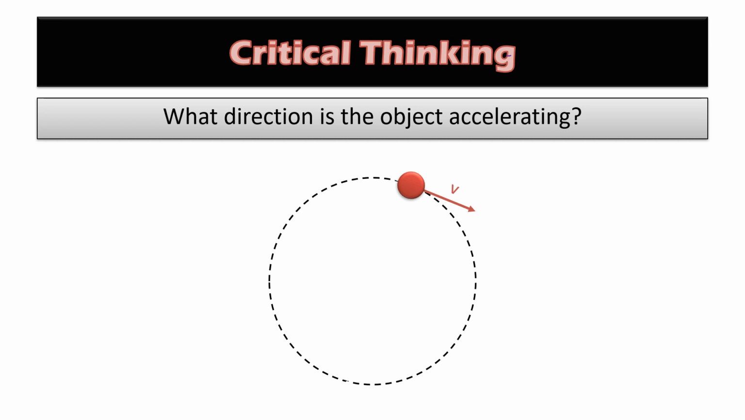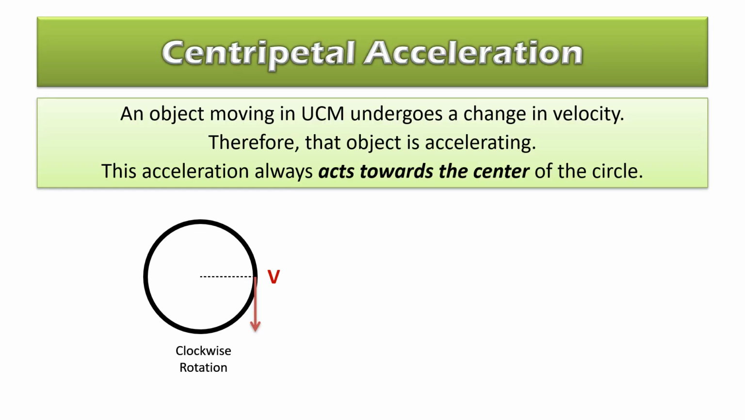It wants to try to get towards the center of the circle, but it's not getting there. Why isn't it getting there? It has tangential velocity pointing this way. So it's already moving this direction, but it's trying to move towards the center. Centripetal acceleration: an object moving in uniform circular motion undergoes a change in velocity. Therefore, that object is accelerating. This acceleration always acts towards the center of the circle.